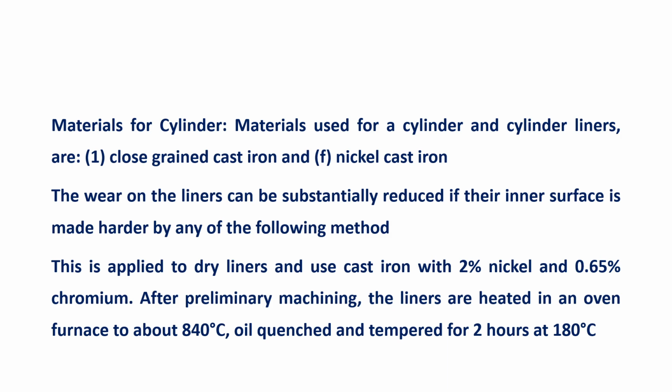What is used as liner is cast iron with 2% nickel and 0.65% chromium. You know very well that nickel and chromium play a major role in corrosion resistance. After the preliminary machining, the liners are heated in an oven at a temperature of about 840 degrees for hardening. Then oil quenching is done, and it is tempered for 2 hours at 180 degrees centigrade. This is to improve the corrosion resistance and also the hardness and toughness of your cylinder.